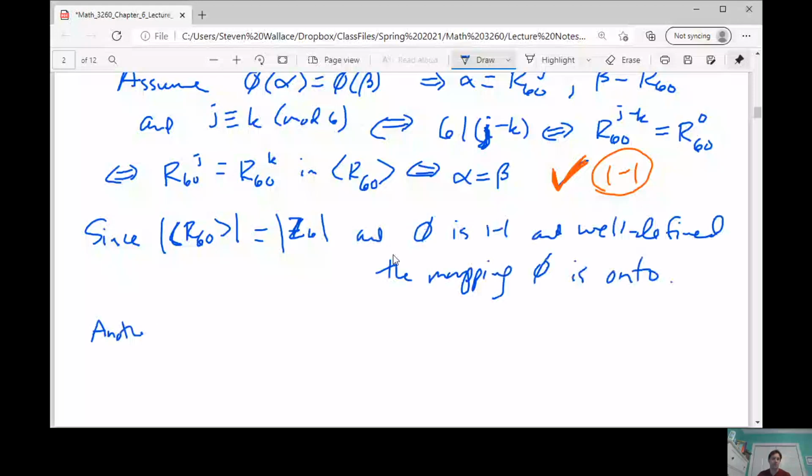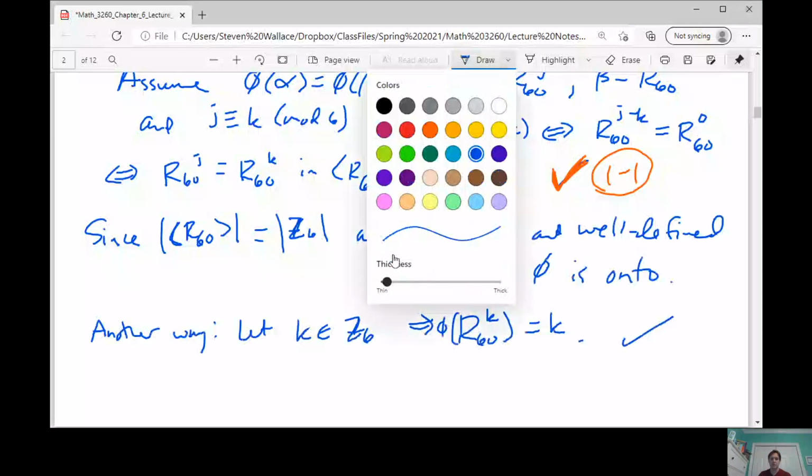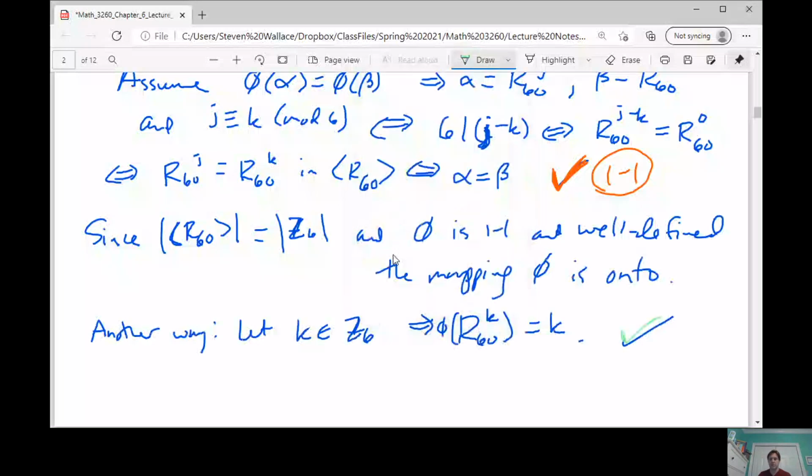Another way. Let k be an integer modulo 6, right? Then certainly R60 to the k maps to it, right? So that means it's onto.